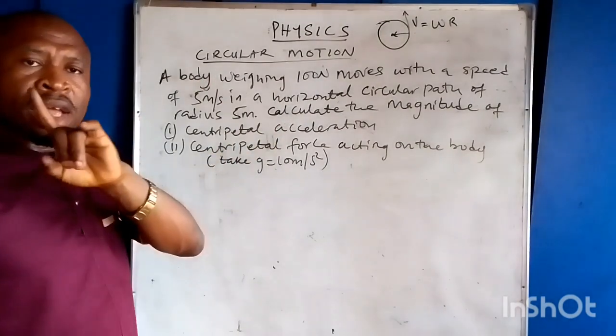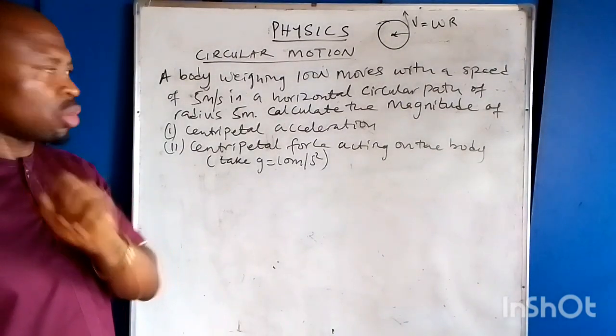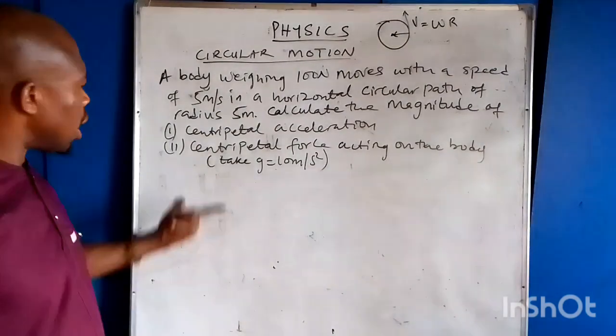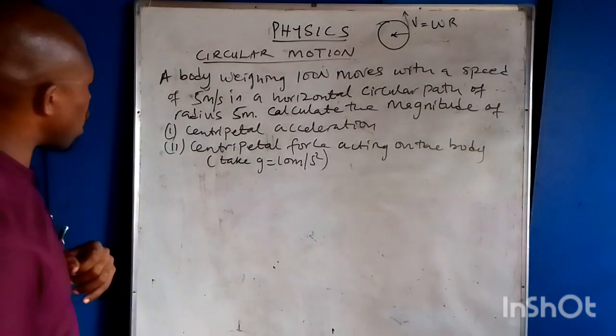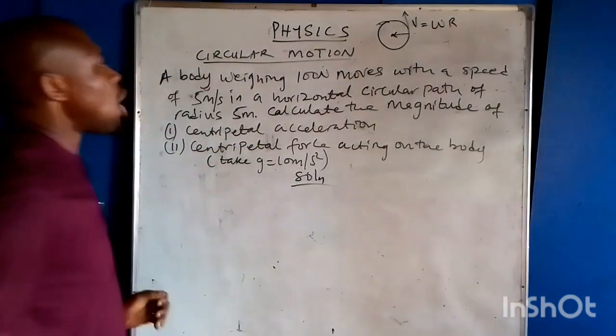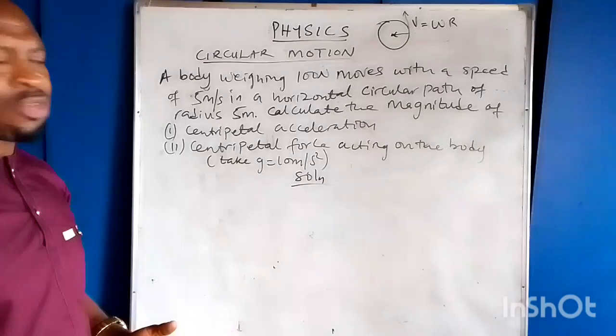Calculate the magnitude of 1. The centripetal acceleration. 2. The centripetal force acting on the body. Now we are given g to be 10 meters per second squared. Okay, solution. The first thing we do is to bring out the parameters given to us.